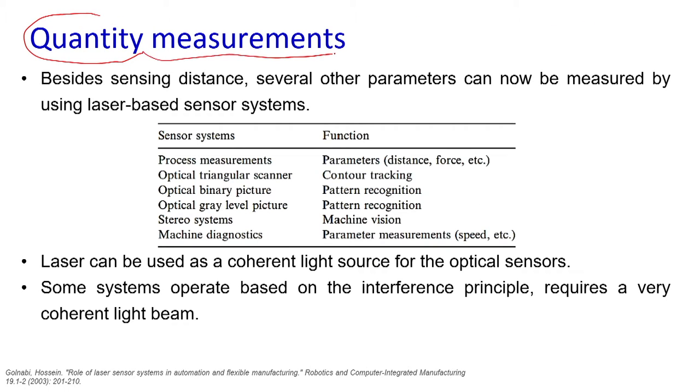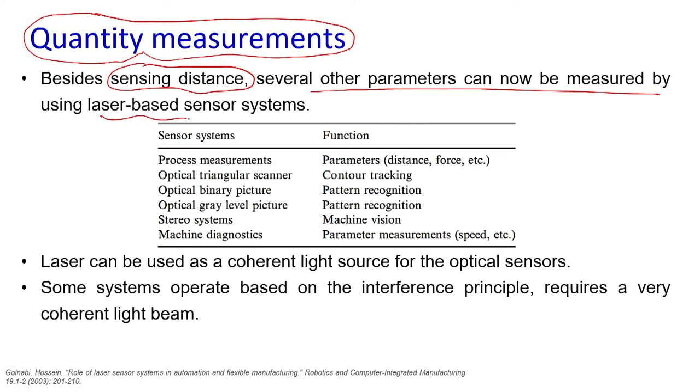The first one is quantity measurement. Lasers are very much useful to measure the quantity, particularly the distance or the location of the part from a reference point. Besides sensing the distance, several other parameters can also be measured by using laser based sensor systems. And these parameters are the contour tracking. We can even track the contour, the movement of the product which is moving over the conveyor. Then recognition of the pattern, then vision, all these are applications. Here the parameters may be the distance, or the lasers can also be used to sense the force as well.